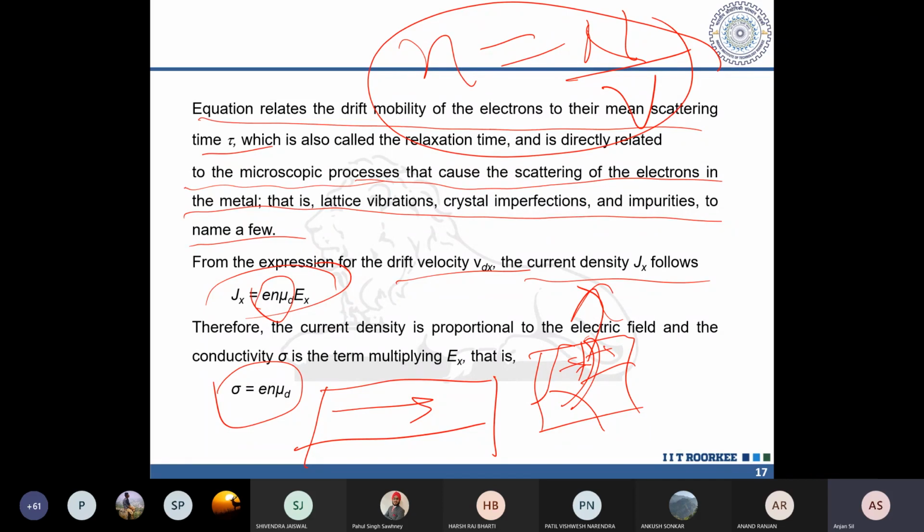Now, instead of a single charge e, if you have a double charge, you will increase the conductivity by double. If you go from 10 to the power of 21 per meter cube to 10 to the power of 26 per meter cube carrier density, you will increase it by that many times. If you increase the drift mobility from 1 unit to 2 units, you will increase it accordingly. So it is all the effect of multiplying factors. Is it clear?